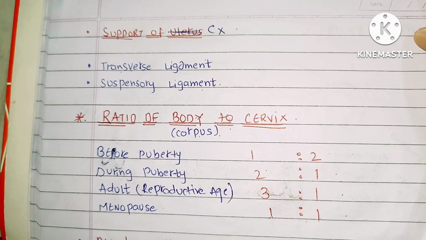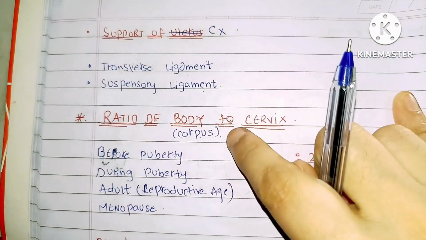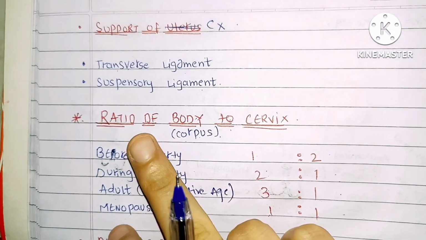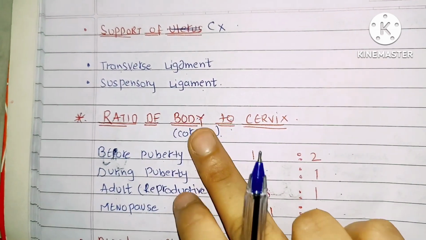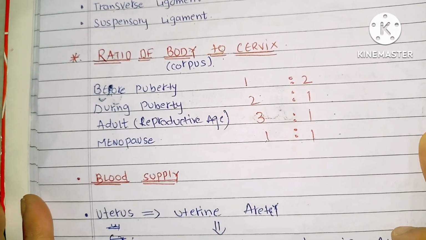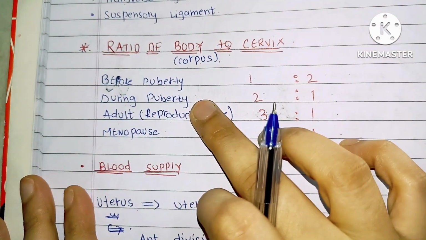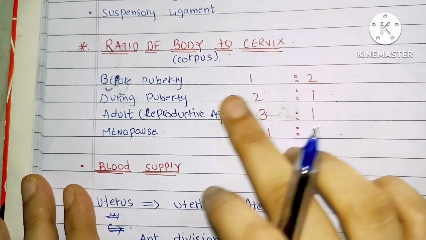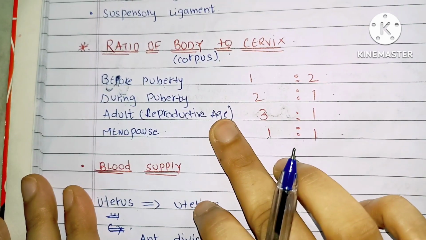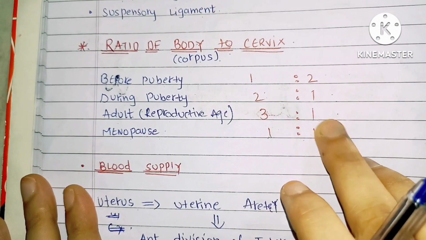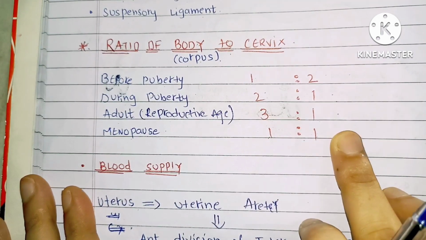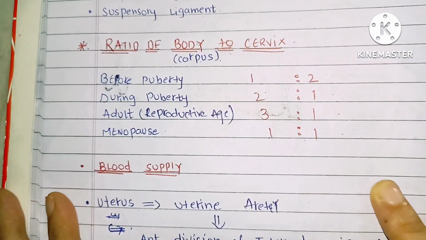Now coming to the support of the cervix. The cervix is supported by two ligaments, the transverse ligament and the suspensory ligament. Now the ratio of body, also known as corpus, to cervix during different ages. Before puberty the ratio is 1:2. During puberty the ratio reverses, that is 2:1. At reproductive or adult age, it is 3:1, that is, the body is thrice the cervical part. And at menopause, as both the organs shrink, the ratio becomes equal, that is 1:1.